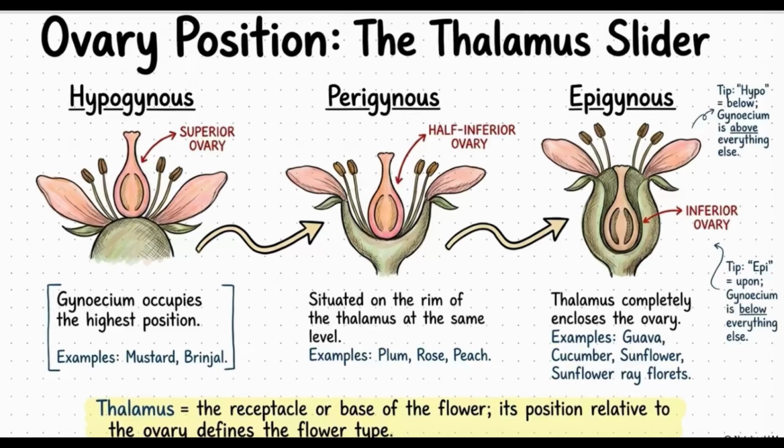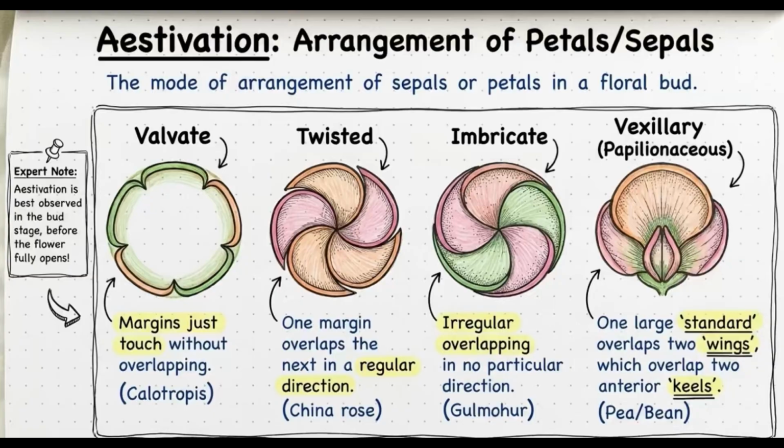Wow. Okay, here is where it gets really interesting for me. Estivation. The packing arrangement. Yes. This is the mode of arrangement of sepals or petals in the floral bud before the flower fully opens. And the notes outline 4 types, which I immediately pictured as the different ways you can pack a suitcase. Let's hear it. I want to hear this analogy. Okay, you have valvate estivation, where the margins of the petals just touch each other in a ring without overlapping at all. Like in Calotropis. Yeah, it's neat, it's tidy, it's like laying your folded clothes perfectly side by side in the suitcase.